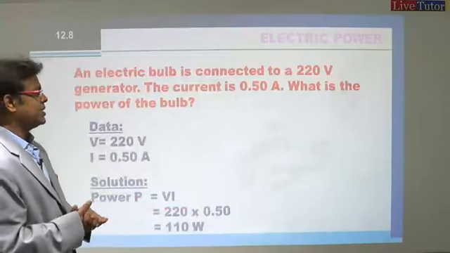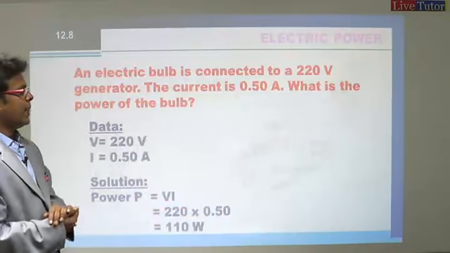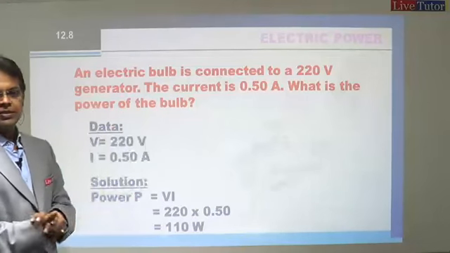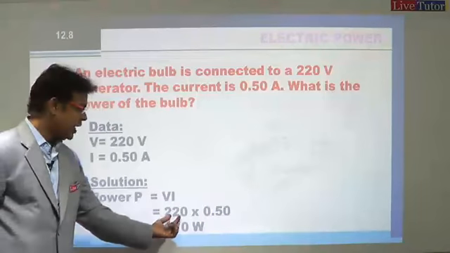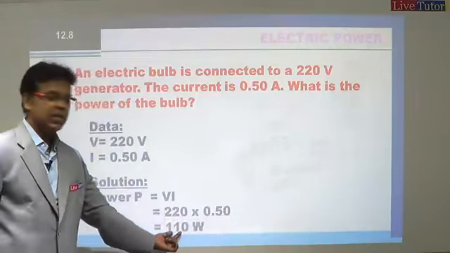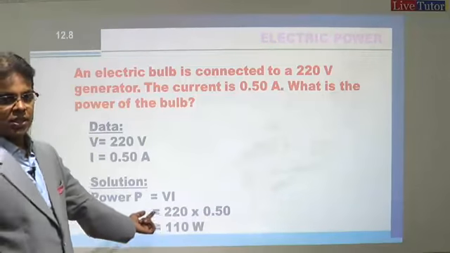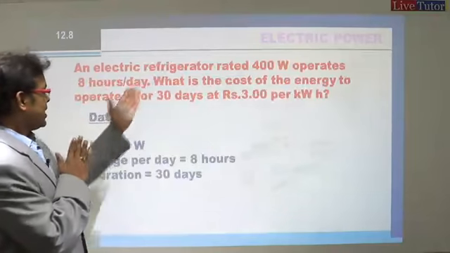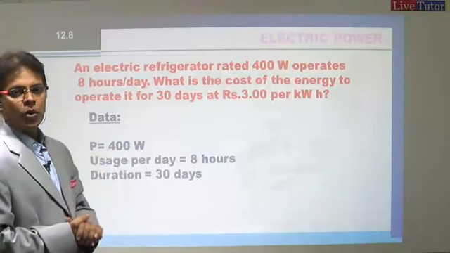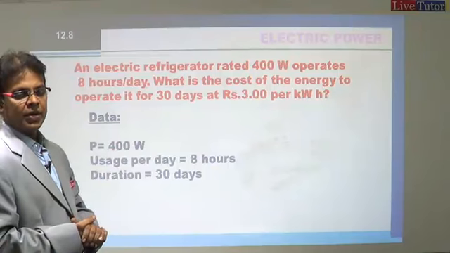An electric bulb is connected to a 220 volt generator. Current is given. What is the power? We know the formula: P is equal to VI. Simply substitute the values of V and I, so the power is 110 watts. Simplest equation. Similarly, next, an electric refrigerator rated 400 watts is operated 8 hours per day.